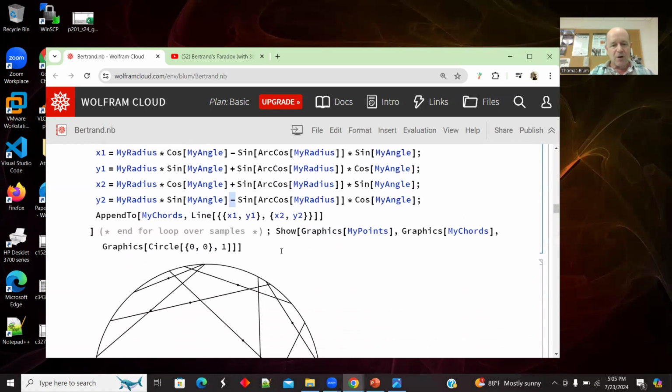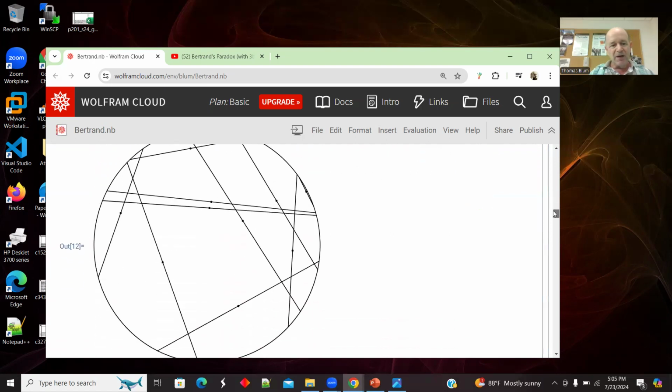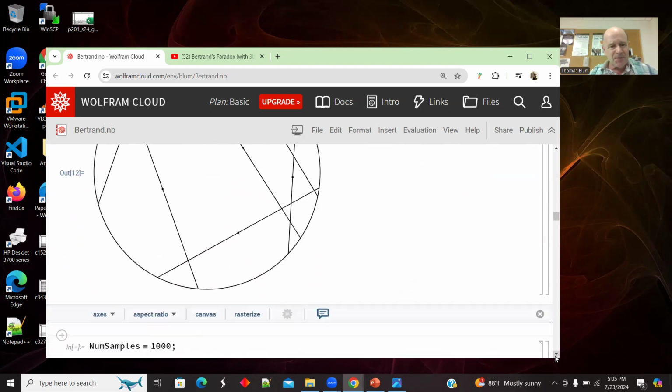So let's draw that. I'm only doing 10 right now. I am picking random points within the circle, and then I am constructing a chord at which that point is the center. And that looks good to me. I think those points look like they're the centers.